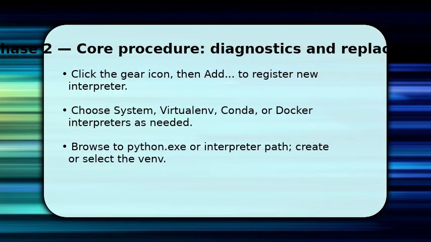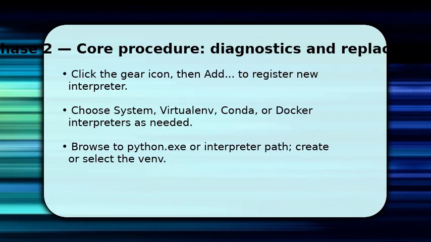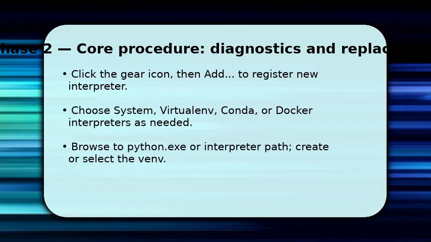Once in the Project Interpreter pane, click the gear icon and pick Add to register a new interpreter. Choose the type: System for a global Python, virtualenv for project isolation, Conda for Anaconda, or Docker if you containerize. Each choice configures paths and packages differently.